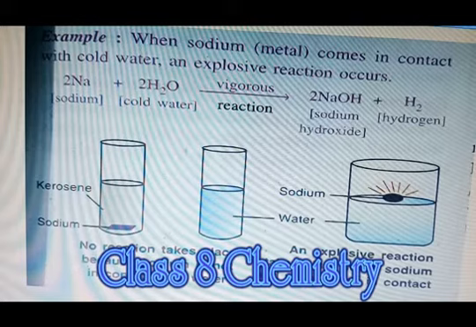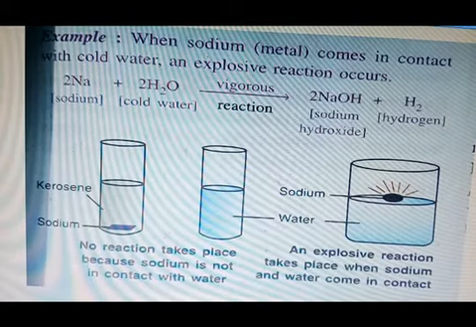Last class we have done characteristics of chemical reaction. So today we will be doing conditions necessary for chemical reactions. For the chemical reaction to take place, conditions are required. For doing anything, conditions are required. So for a chemical reaction to happen, conditions are required.